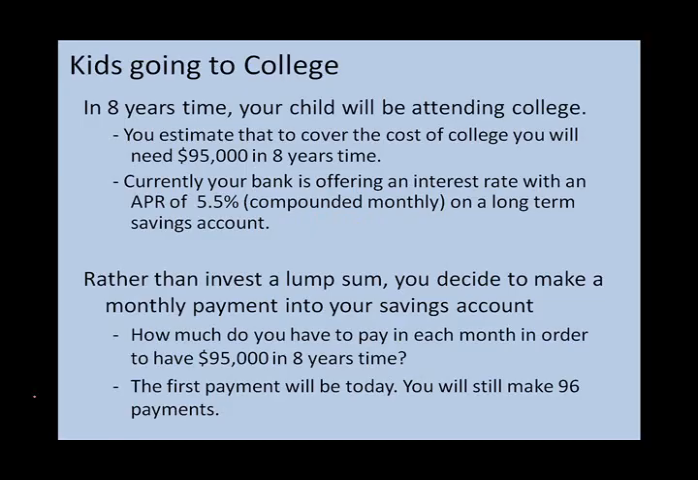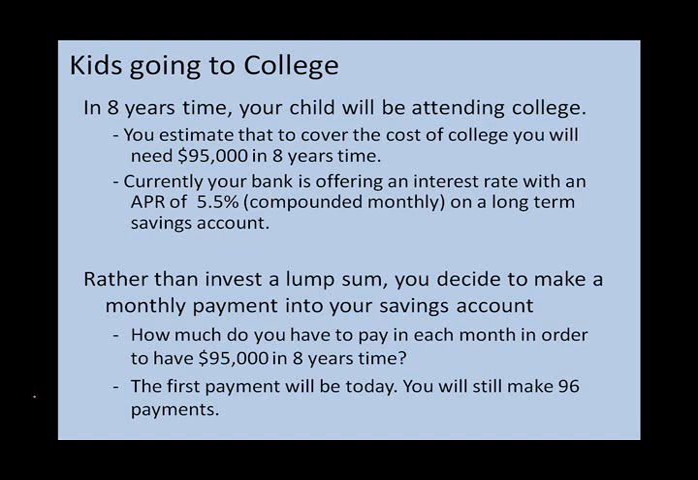Here you have, in 8 years' time, your child is going to be attending the college, and you estimate that to cover the cost of college you're going to need $95,000 in 8 years' time. Rather than invest a lump sum, you decide to make a monthly payment into your savings account. How much do you have to pay in each month in order to have $95,000 in 8 years' time?